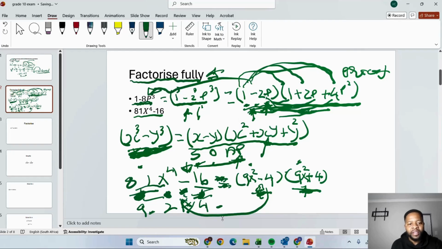So like I said, there are many ways to resolve this, but on this specific equation that we're given here, 81x to the power 4 minus 16, the factorization is open brackets 9x squared minus 4 close brackets times open brackets 9x squared plus 4 close brackets. All right, hope it makes sense.